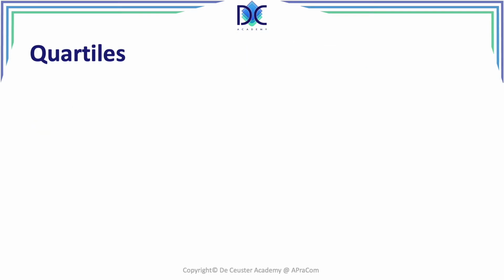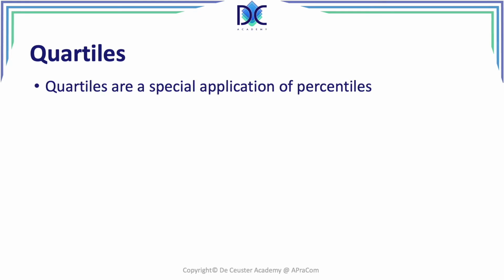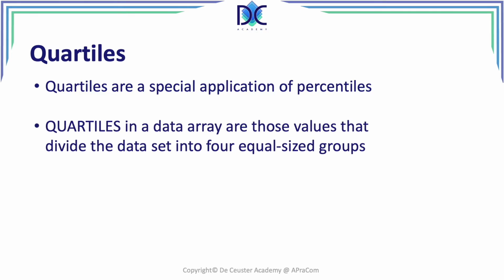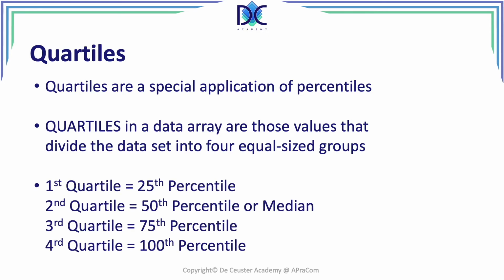Now let's look at special percentiles, the quartiles. Quartiles are a special application of percentiles where we look at the values that divide the set of data into 4 equal-sized groups: 25, 50, 75, and 100. So basically the first quartile is equal to the 25th percentile, the second quartile is the 50th percentile or the median, the third quartile is the 75th percentile, and the fourth quartile is the 100th percentile.